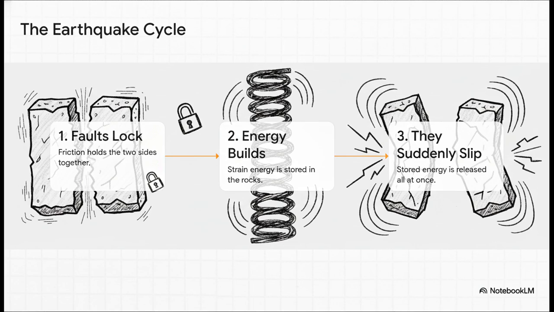First, the two sides of a fault get locked together. Friction holds them stuck. Second, as the tectonic plates keep on moving, a huge amount of strained energy builds up in the rocks. It's like coiling a giant spring tighter and tighter. And finally, when the stress just gets to be too much for the friction to handle, the fault suddenly slips and all that stored energy is released in one violent, explosive moment.